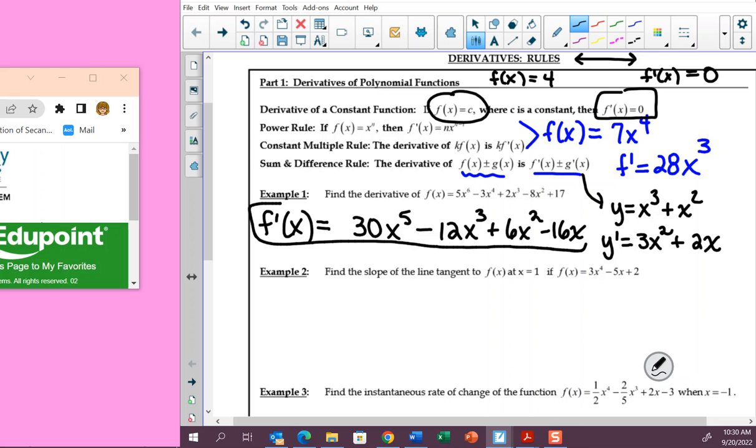Usually if you ask people what they remember, if they took calculus and you ask them about derivatives, this is usually the thing. They usually remember a power rule.